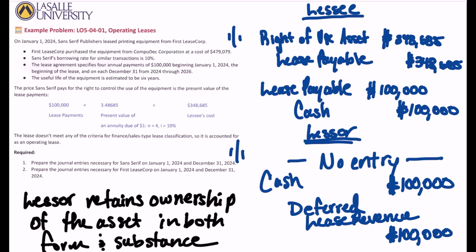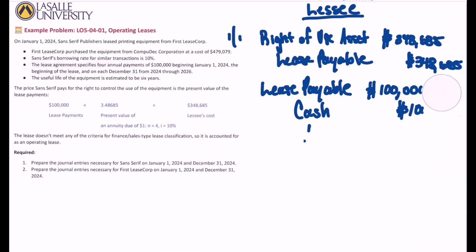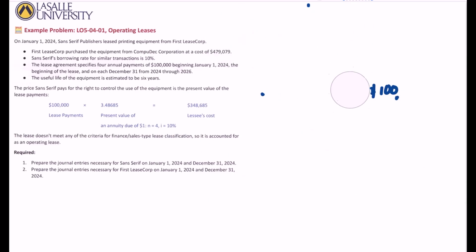All right. So what's next here? So the next payment occurs on December 31st of the same year, and so let's just give ourselves some room here so that we can work on the next entry, December 31st. What do we do on December 31st? Let's look at the lessee first. So we're going to say lessee.